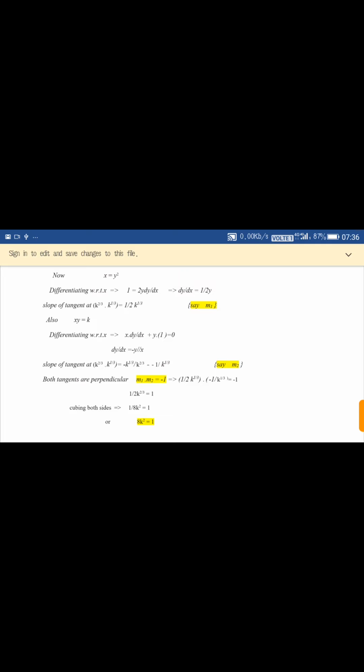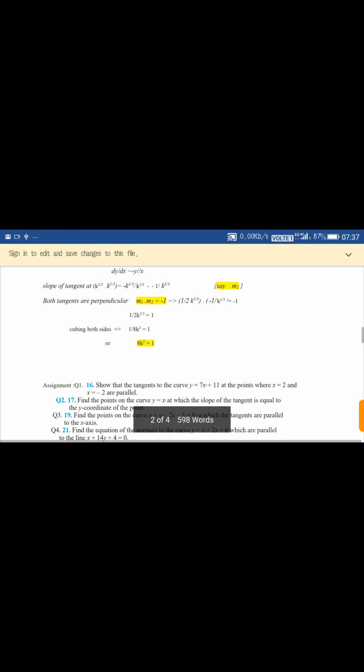Here both curves are perpendicular, that means both the tangents are perpendicular. So m1 into m2 is equal to minus 1. Now put the values of m1 and m2. You get 1 by 2 k power 1 by 3 into minus 1 by k power 1 by 3 is equal to minus 1. So you get 1 by 2 k power 2 by 3 is 1. Now cubing both sides, you get 1 upon 8 k square is equal to 1 cube, that is again 1. So we get 8 k square is equal to 1. This is the required condition.